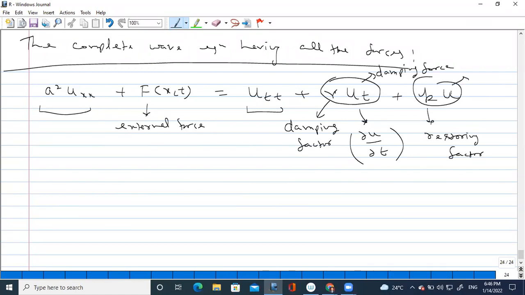And this complete force is known as restoring force. Okay. So if all the forces are there, then only it will become a complete wave equation, having all the forces. But the problem is that we cannot solve this type of equation by our methods. It is very, very difficult to solve. Hence, we use numerical techniques.